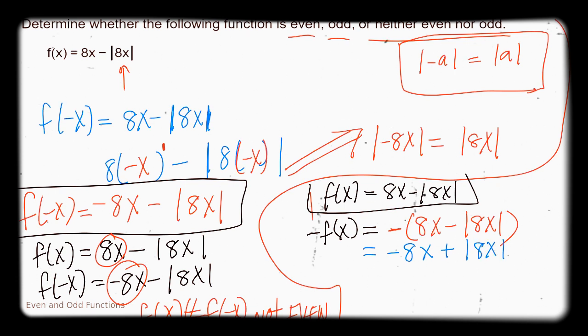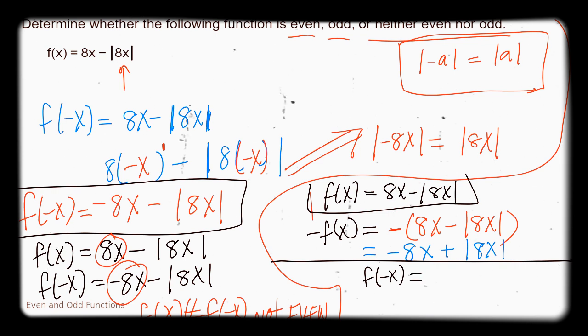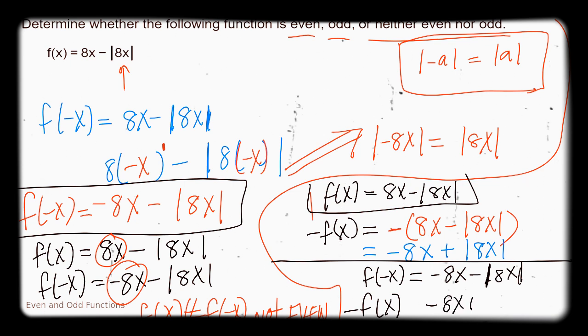Now I just need to see if these two pieces, f of negative x, is equal to negative f of x. When I look at them, they are not equal. They're not the same. So it's not odd either. So it's going to be neither. So this one is neither.